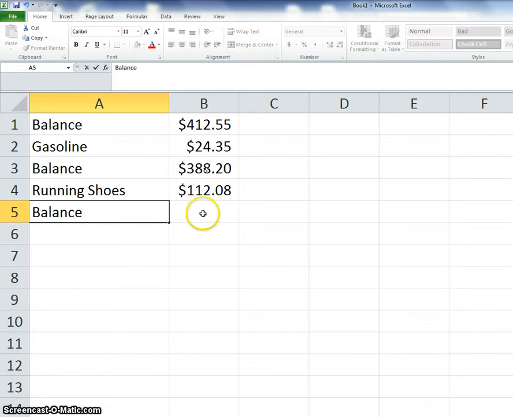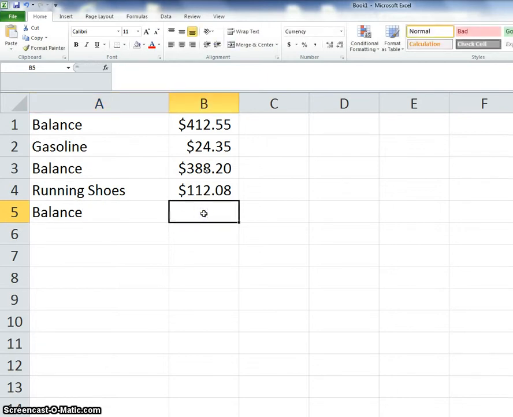New balance, and I'm going to click right here and, as you know, type equals, and then put my previous balance, which happens to be in B3, and I spent money, so minus $112.08 is in B4, which is the amount that I paid for my running shoes. Then enter will tell me how much money I have now. So it was an expensive day. I started out my day with $412.55. I bought some gasoline, and that took me down to $388.20. And I bought some running shoes for $112.08, and that took me down to $276.12.